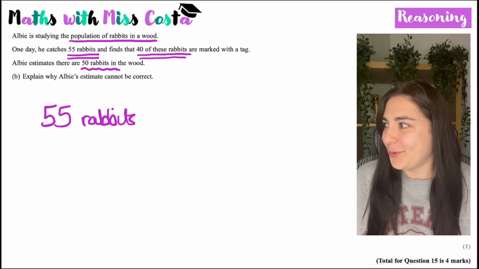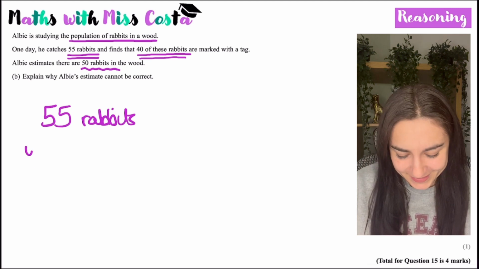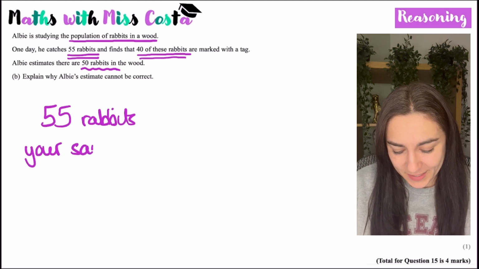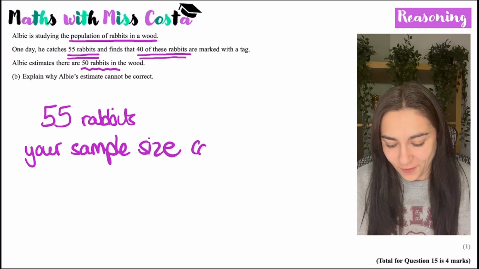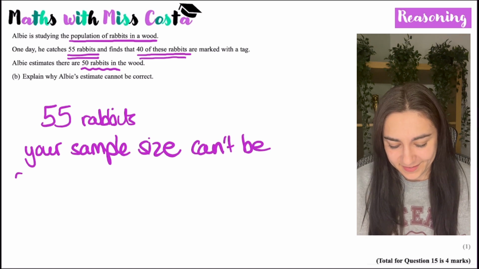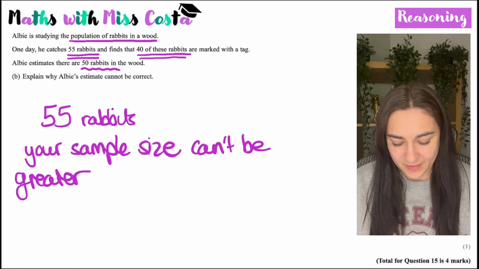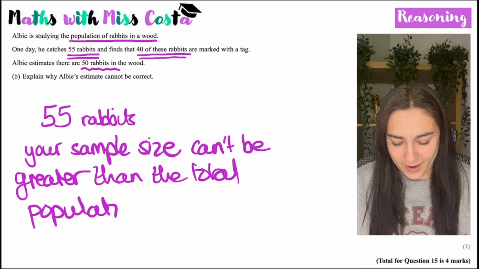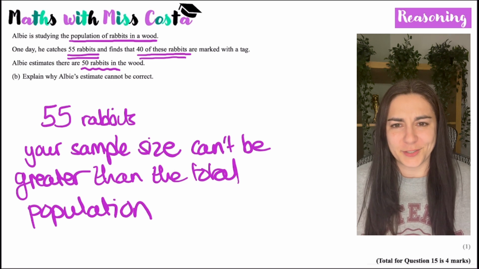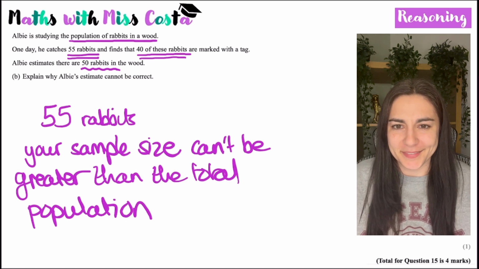So a way to explain this would be that your sample size, so the amount of rabbits that you catch, can't be greater than the total population. Because does it make sense that you catch more rabbits than actually exist? No.